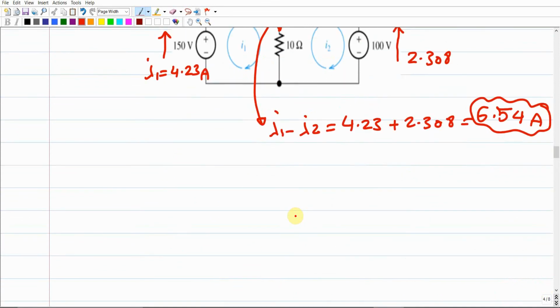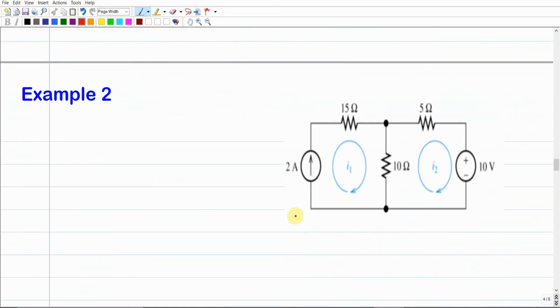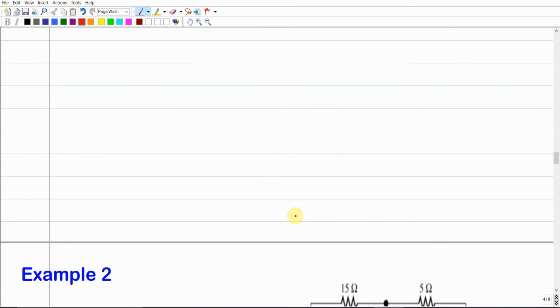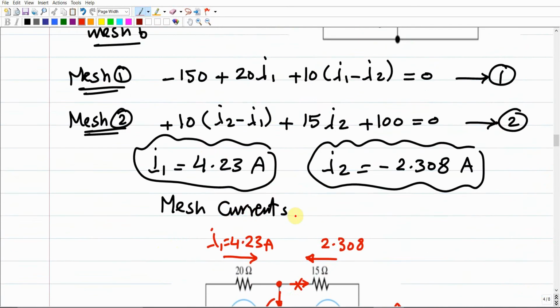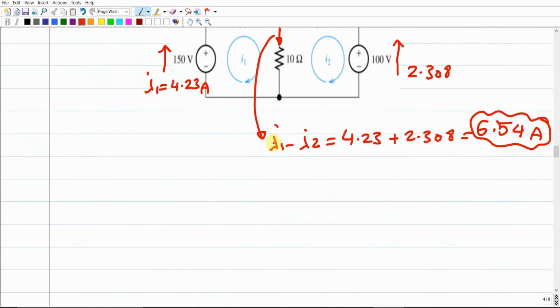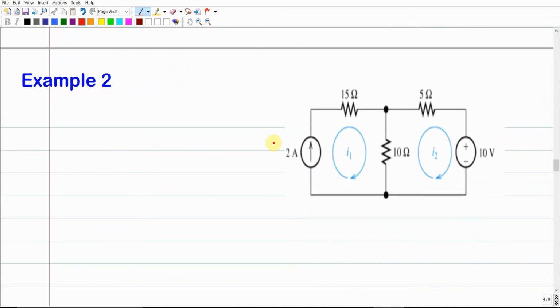Make sense? So this is for the first example. Let us consider another example. The difference between this one and the previous one is that in the previous one both sources were voltage sources, but here in this second example we do have a current source. So how is it going to work? Let us consider this example.